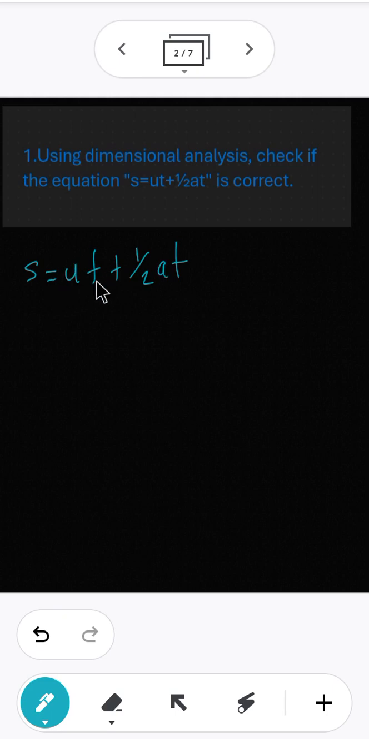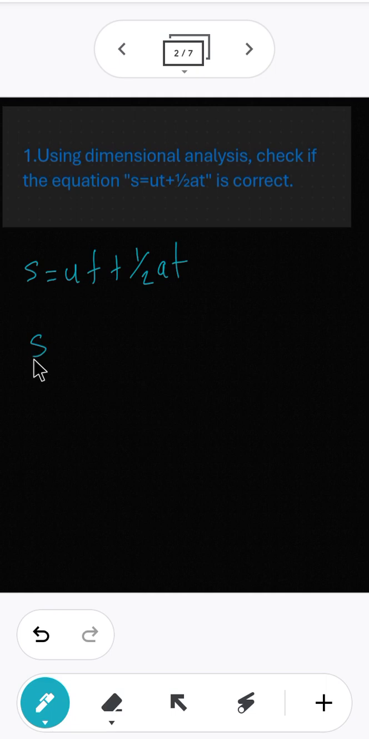So now, let's say you're in the exam hall and you forgot one of the equations of motion, which is this. So you wrote out this. You now want to check, is it correct or am I wrong? Now, dimensional analysis helps you to determine that. So the first thing we're going to do is determine the dimension of each of the quantities.